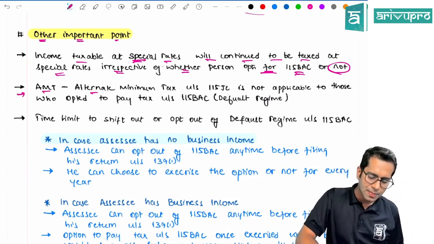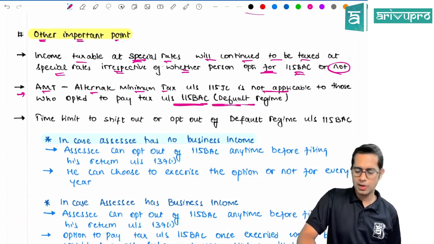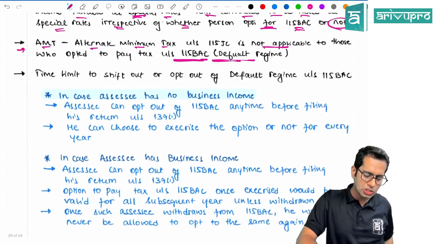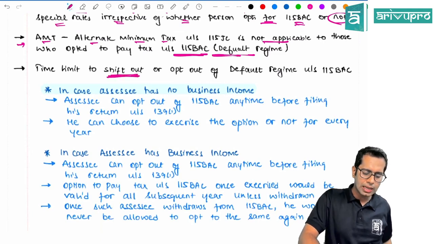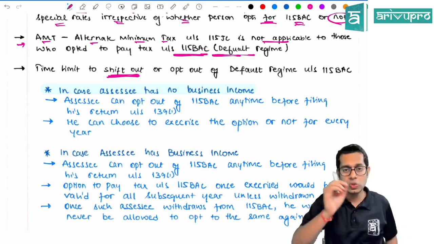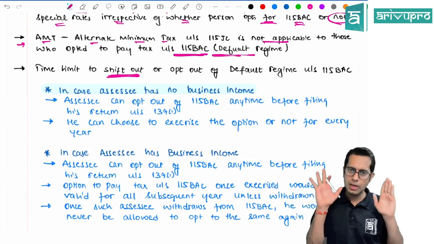Then the alternate minimum tax provision shall not be applicable to a person who is following 115BAC. So if you opt for 115BAC, AMT is not applicable to you. Now please note, every year when you are filing your income tax return, you have an option to select whether you want to pay tax under normal provisions or under 115BAC.